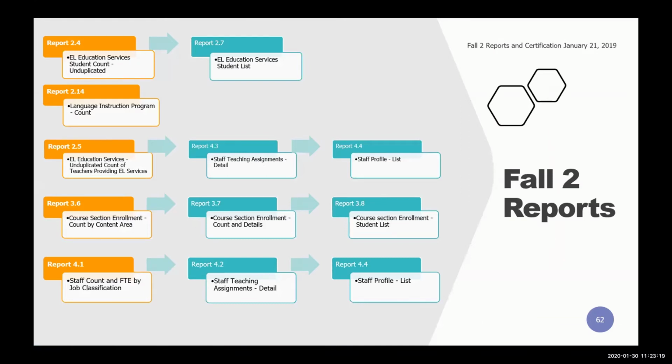So let's talk about the Fall 2 reports. You only have 5 aggregate reports, so that's a lot less than Fall 1. There's a new one, Report 2.4. You can identify it because it's not linked to any other report at this time.